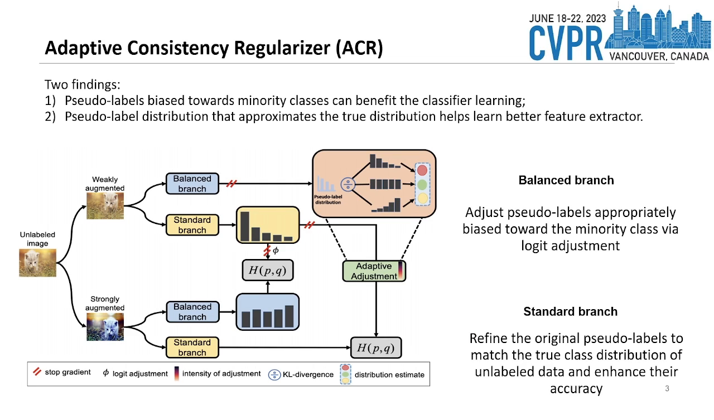Concretely, ACR is developed based on two findings. To learn a class-balanced classifier, it is helpful to generate pseudo-labels biased appropriately towards the minority classes, whereas to learn a better feature extractor, the accuracy of pseudo-labels is critical. Those two findings seem to contradict. We thus present a two-branch network, including a balanced branch and a standard branch, to solve this conflict.